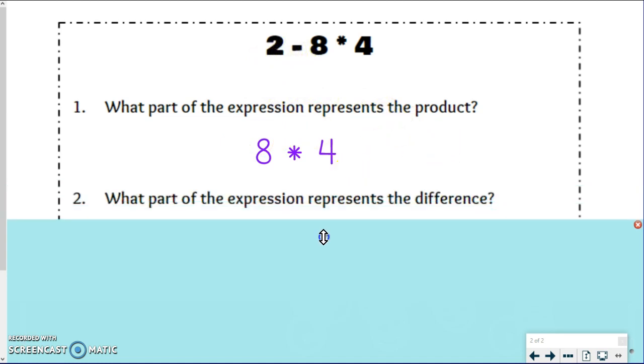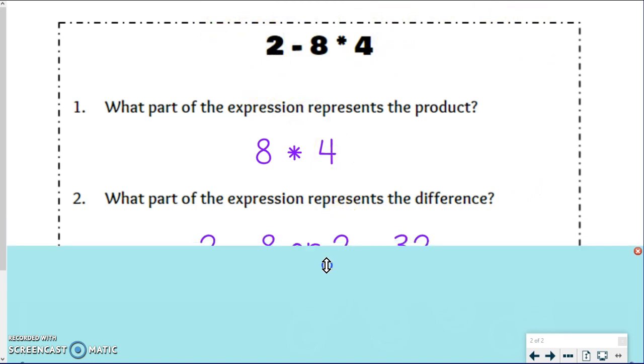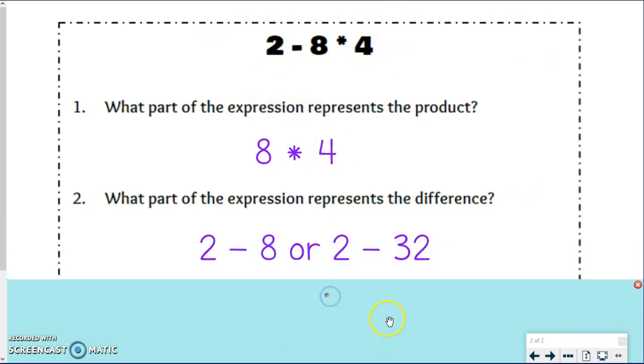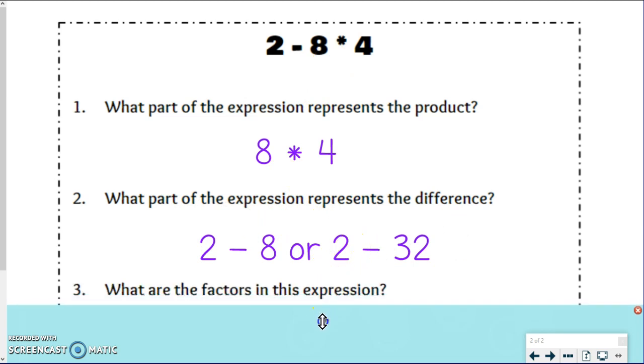Okay? The next question says, what part of the expression represents the difference? So now difference means subtraction. So when I break this expression down, I see that 2 minus 8 is the difference. However, you could also think of it as 2 minus 32, because if you do 8 times 4, you would get 32. But if I'm looking at it as an individual part of the expression, I really want to focus on the 2 minus 8 part. So that's really what I would prefer, but you are technically right if you say 2 minus 32. Okay? The last part is a little tricky.